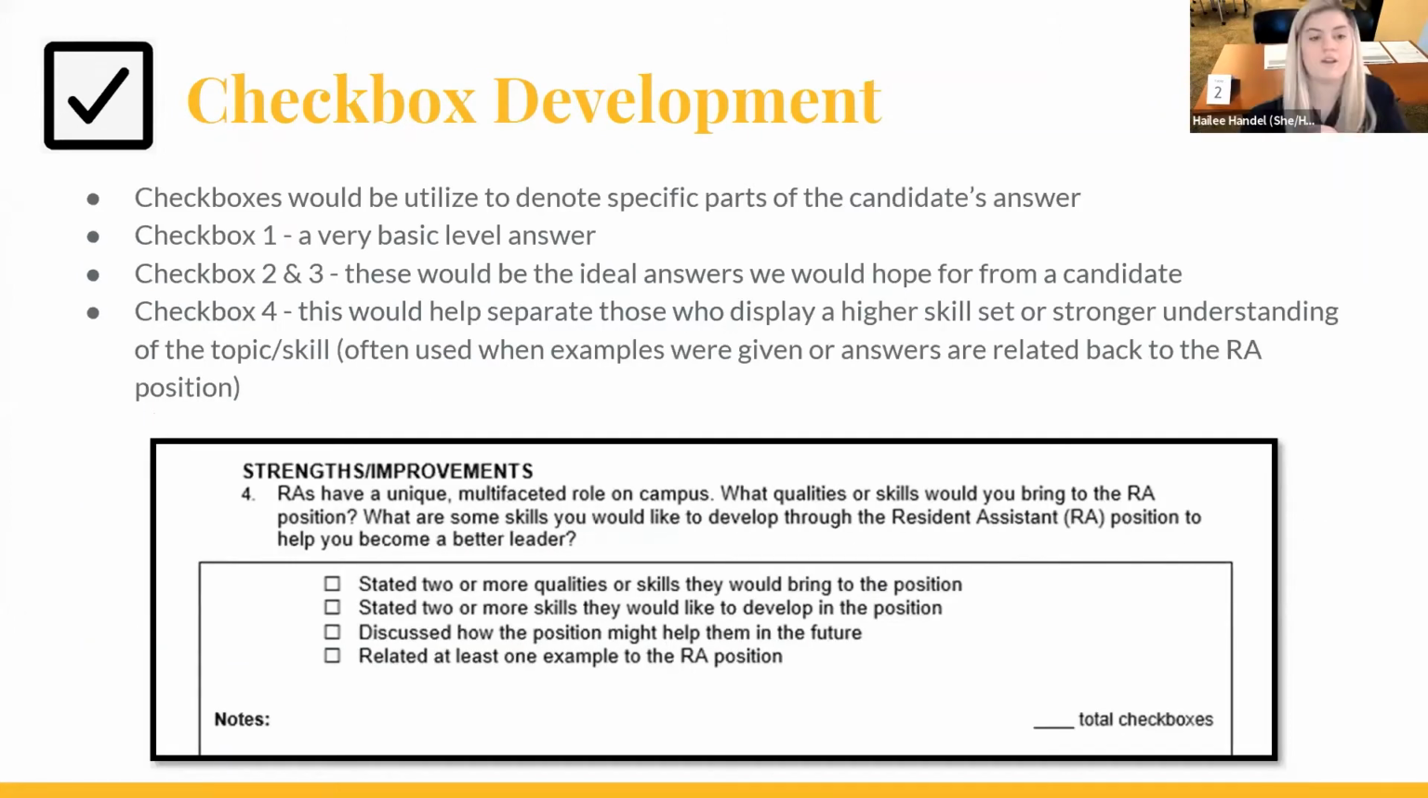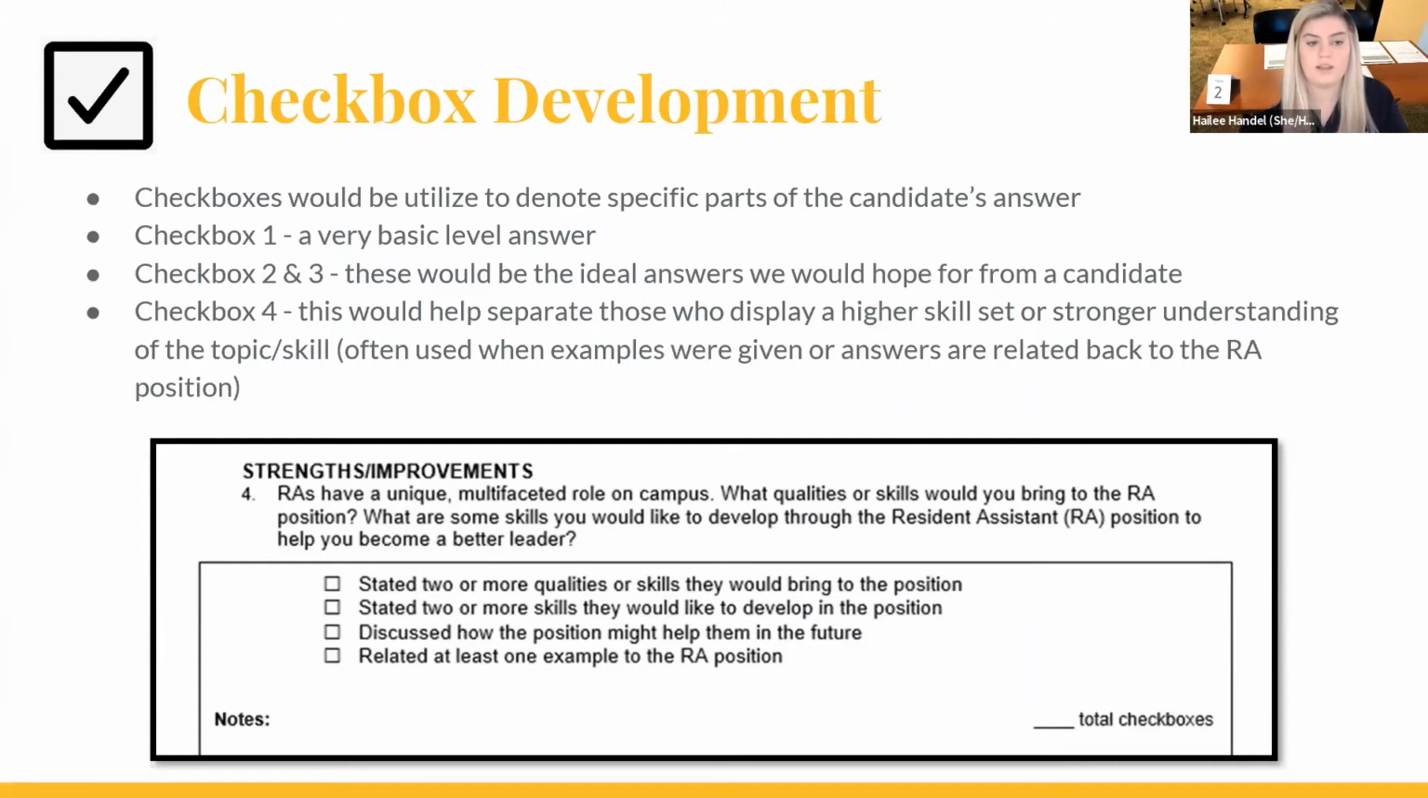All right, so like Kaila said, I'm going to walk you all through. Once we created our question, like she said, we have the overall idea, then we write the question that we think is going to get that idea. Then we create our checkboxes. So the checkboxes are used to denote specific parts of the candidate's answer. And we really strategically made it to where checkboxes build off of each other. So checkbox 1 should be your very basic level answer.